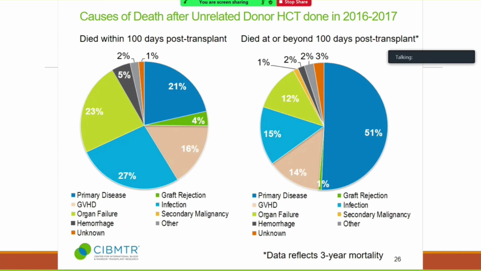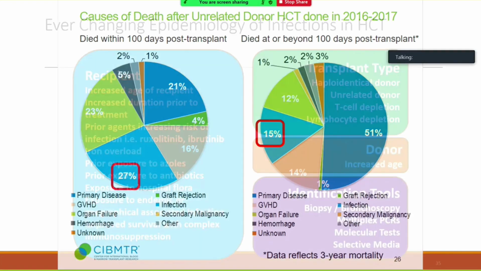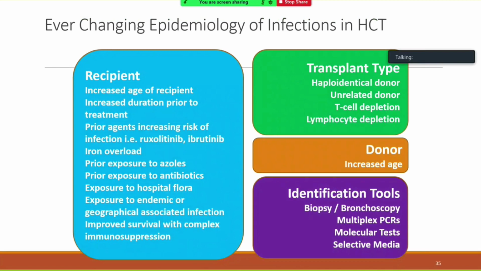Causes of death, infection is still huge, 27, and died at 100 days post-transplant, 15. That was for MUD, so a slightly different donor. They divide everything based on donor.